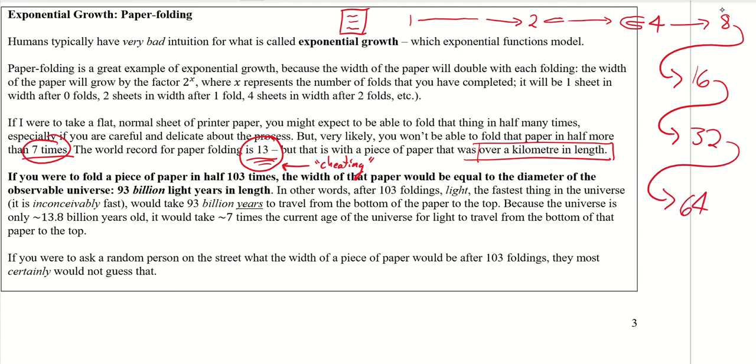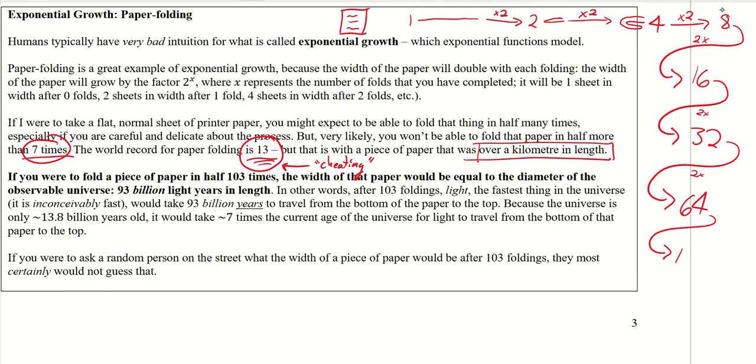So this is an example of exponential growth because every time you fold this piece of paper in half, its height increases by a factor of 2, right? It doubles every time. So we have this doubling behavior. And we can only do this so many times before we start to get really, really large numbers, right?